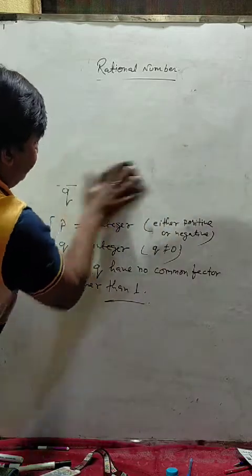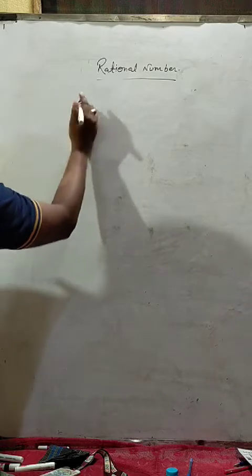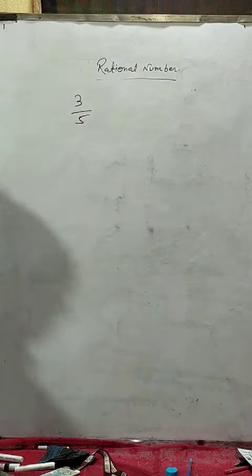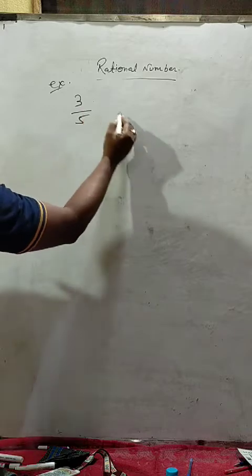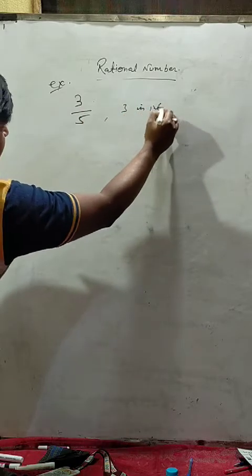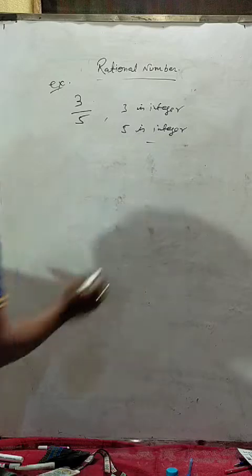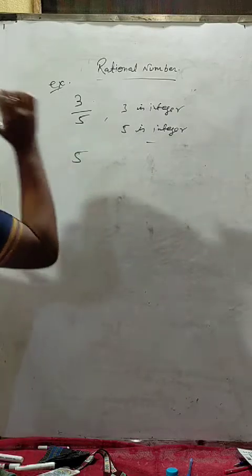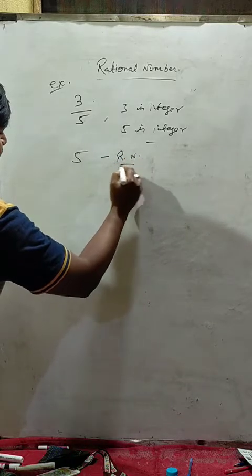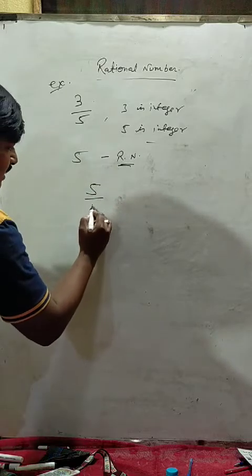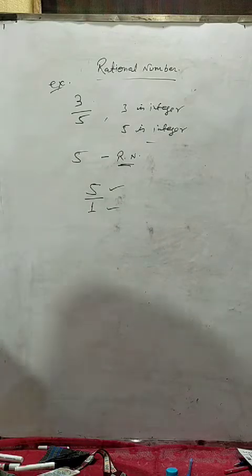Let's take an example. 3 by 5 is a rational number because 3 is an integer, 5 is an integer. Now 5, only 5, is also a rational number because 5 can be written as 5 by 1, where 5 is an integer and 1 is an integer.